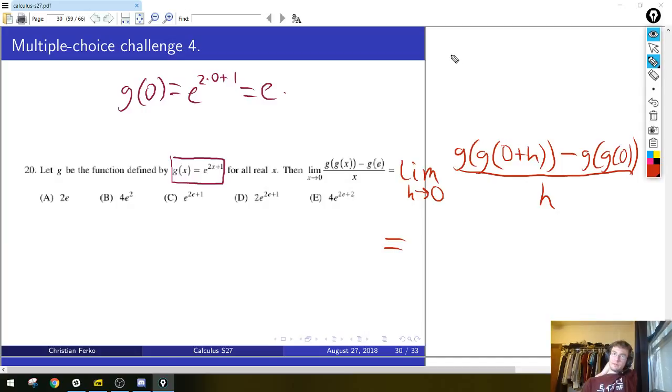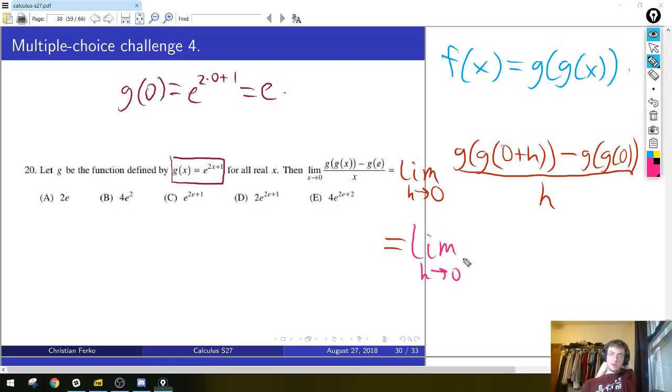Maybe it would help if I define a new function. So to aid you in your quest, if we define a new function f of x, which is just going to be the composite g of g of x. I don't know if that helps. Well, maybe I'll just ask you. So if I rewrite this line in terms of f, so everywhere you see g of something, just replace it by f of something. What should I write on this line? We will have f of 0 plus h minus f of 0 all over h.